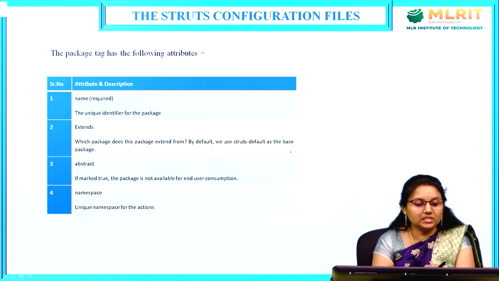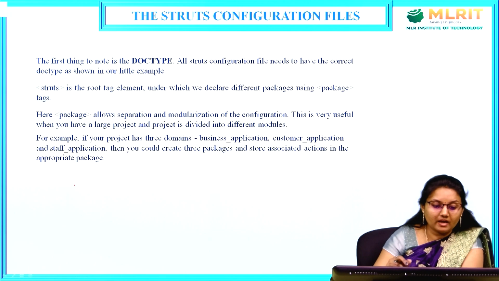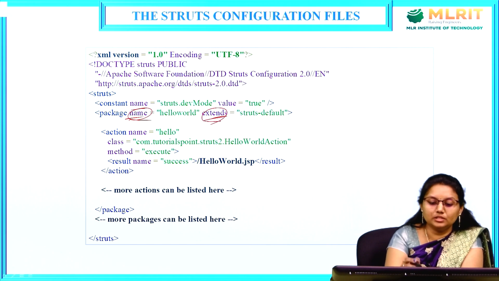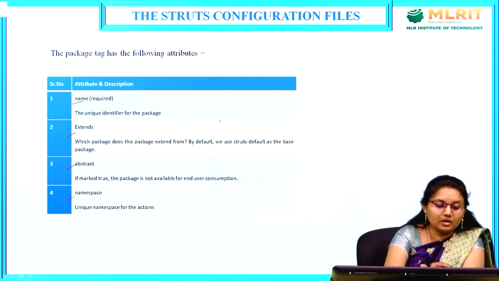What is a package tag? What are the attributes that you use in the package tag? So these are the attributes: name, extends, abstract, namespace. But here in this example, we have only used the name and extends, package name and extends. These two we have used, but here we also have abstract.